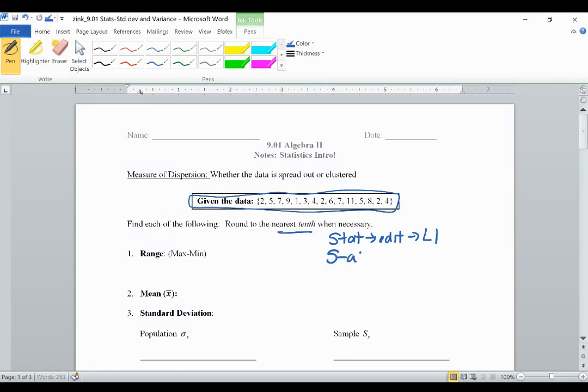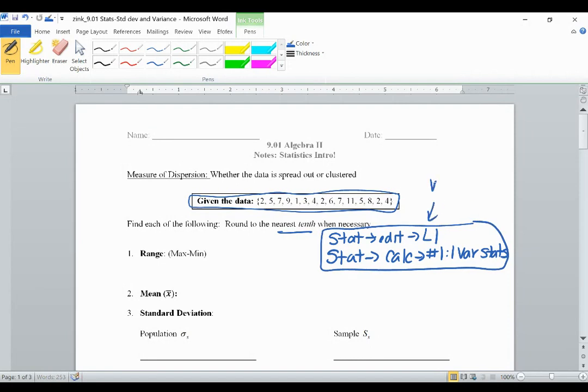Once you type that in, you're going to hit Stat, Calc, and then number 1, which is 1-Var Stats. And that's going to give you a whole bunch of information. So if you haven't typed that in already, hit pause and go ahead and type that in. And when you do any of these problems, you want to make sure you always write out those calc steps if you're using them.